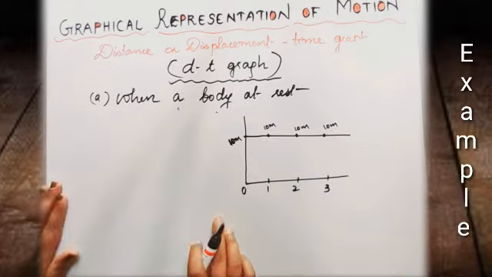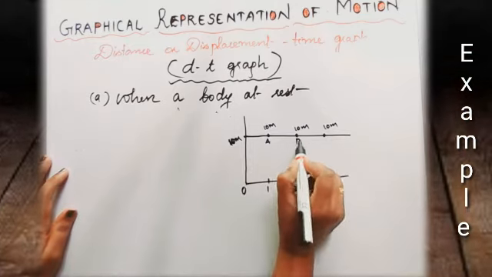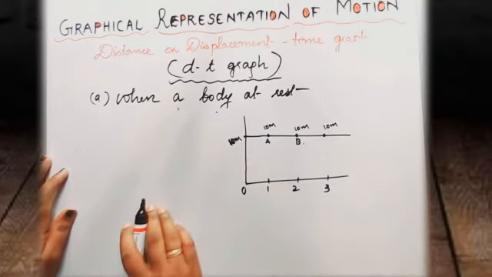How can you find out the speed of an object from A to B? Speed of an object from A to B.